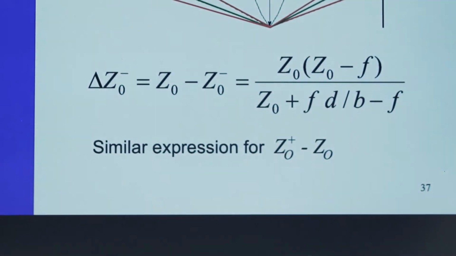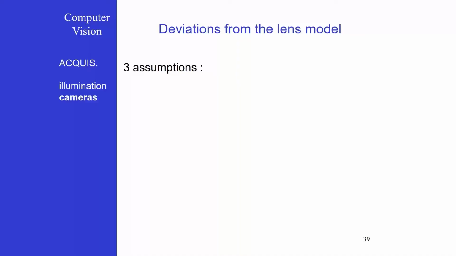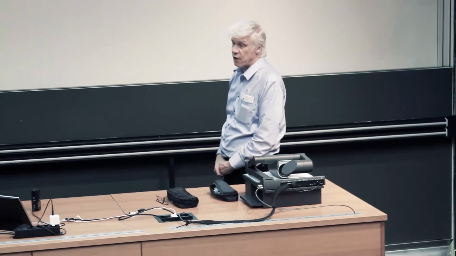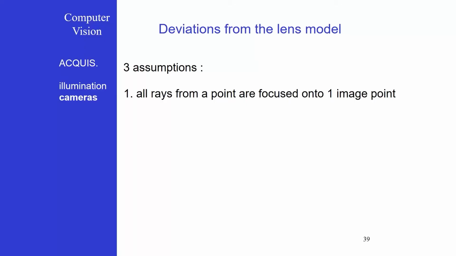So, in fact, we have this similar expression here, as I mentioned, if you want to move further away. Now, the lens equation that we just saw is an idealization of what happens in reality. So you have all kinds of deviations from the ideal lens and its behavior. So we make some assumptions here. Namely, all rays from a point hitting the lens are focused onto one image point, according to that lens formula. In reality, that's not completely true.